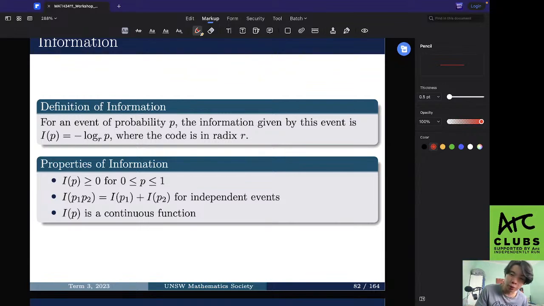So the first thing is we need information to be at least 0. Obviously, information, you either have information or you don't. You don't have a negative amount of information.